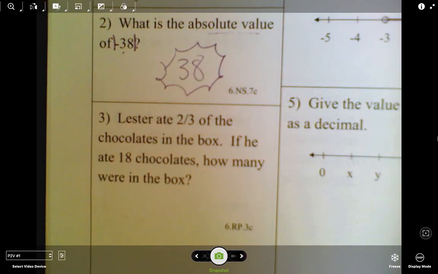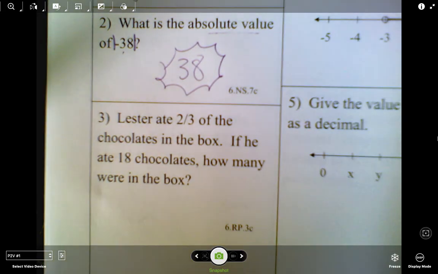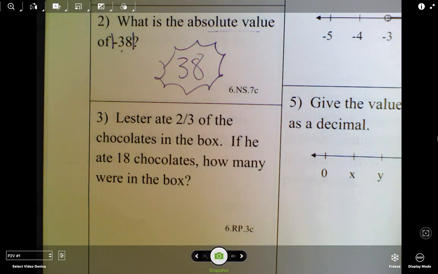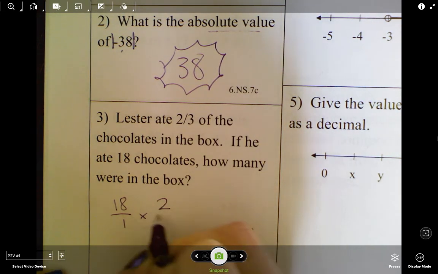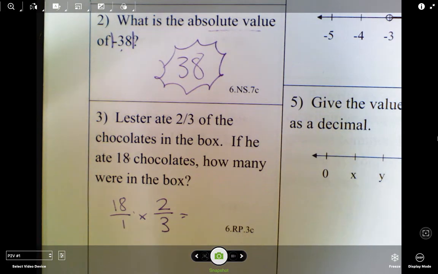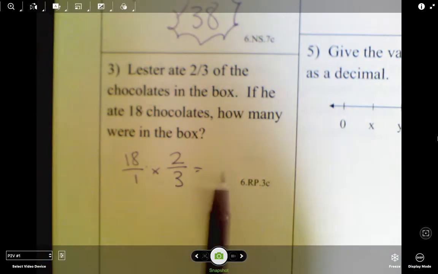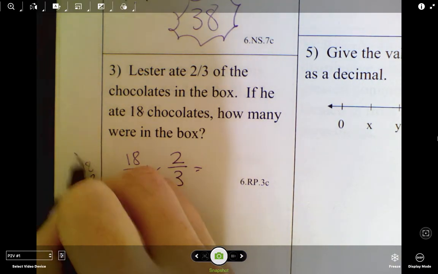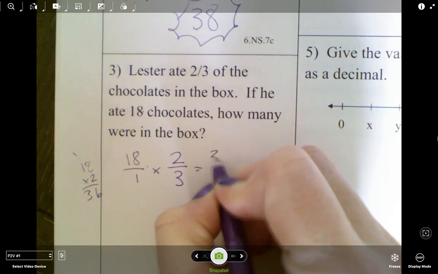Okay, Lester ate 2/3 of the chocolates in a box. If he ate 18 chocolates, how many were in the box? So what we can do, we can take 18 times 2/3 to see what we get. So remember, it's going to be 18 over 1 times 2 over 3 because we got to put our whole number into a fraction. So 18 times 2, I'm just going to do it off to the side here. 1, 6, 36.